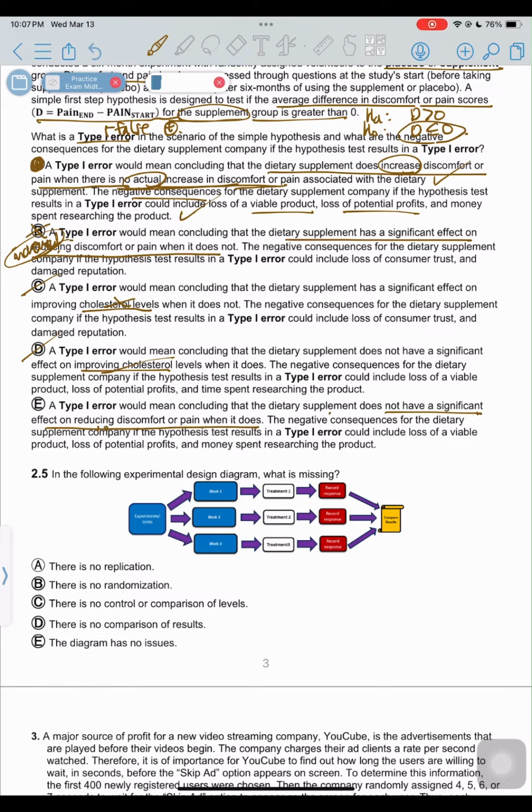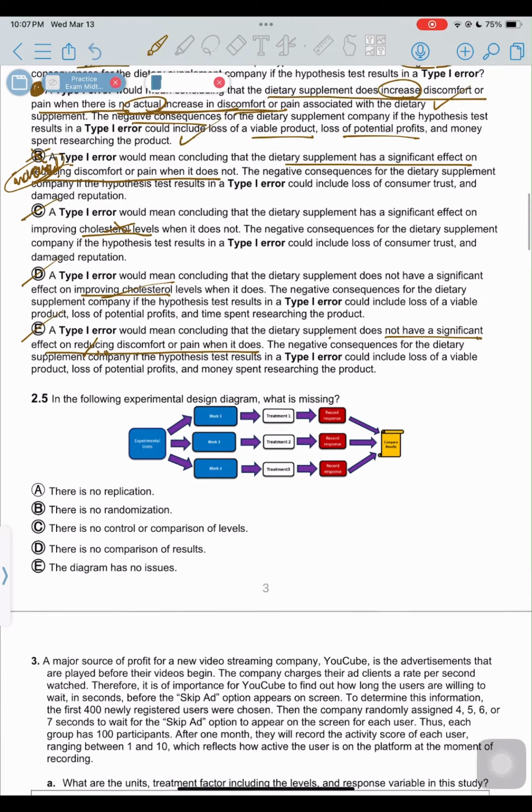So it did... does not have a significant effect. No, it's not rejecting the null hypothesis. If you're rejecting the null hypothesis, it should have said it's increasing the discomfort, not reducing. So it's not E. So the answer is indeed A.